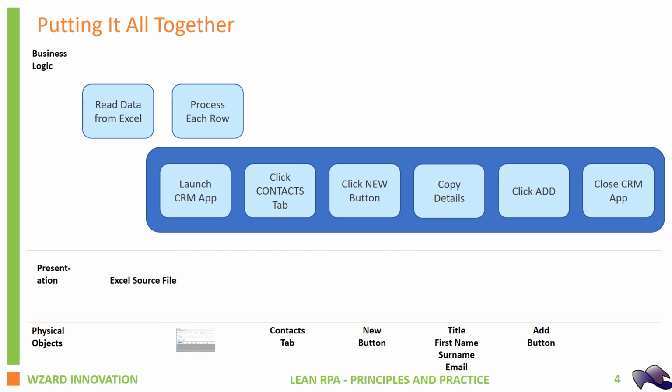Now there are some efficiencies that we can make because, for example, the launching the CRM app and closing the CRM app, we could now do around the reading of these individual records. So we can make this much more efficient by simply opening the app once, processing all the records and then closing the app.